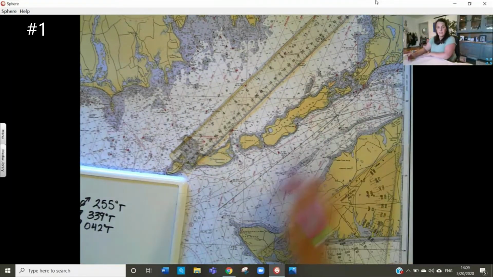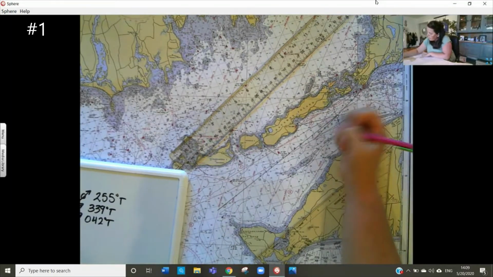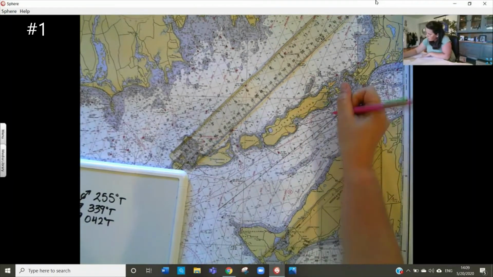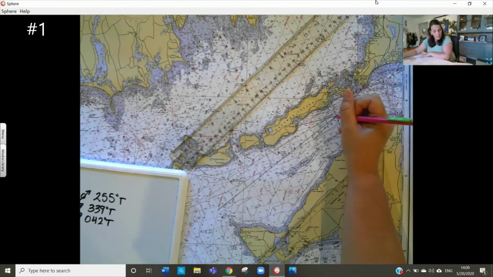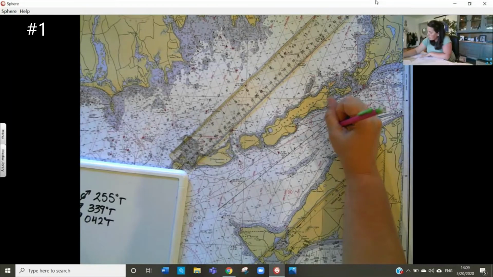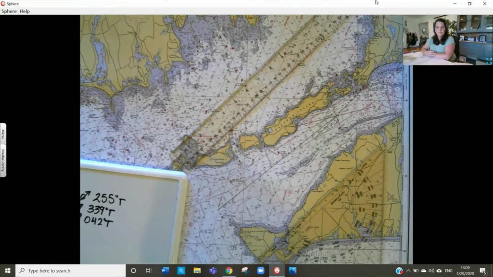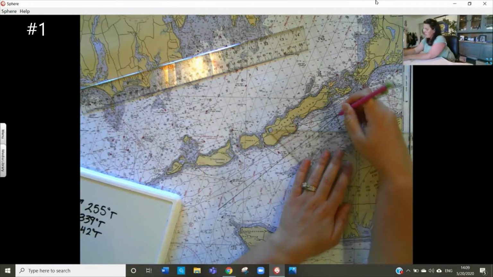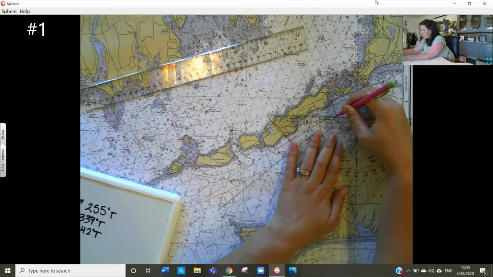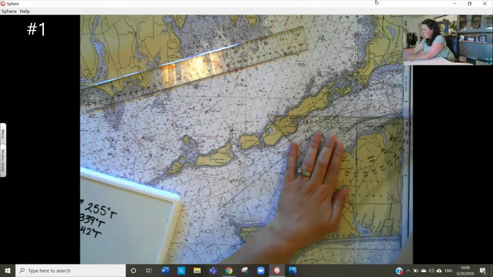Okay, so this is my track line at a course of 230 degrees true at a speed of 6.8 knots. And this is my position at 10. So now we need to find that lat and long. I'm going to draw on my line.